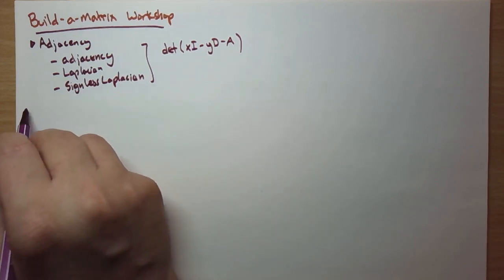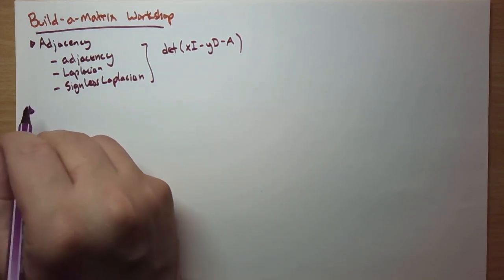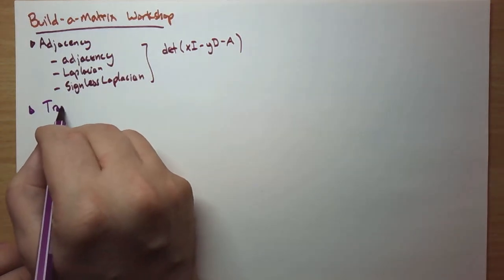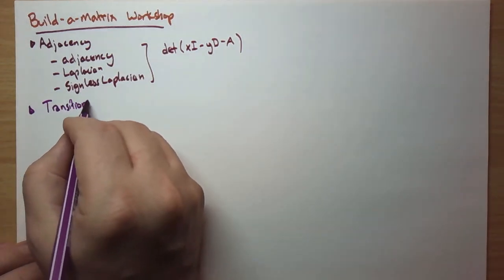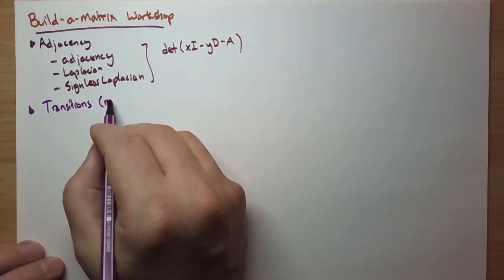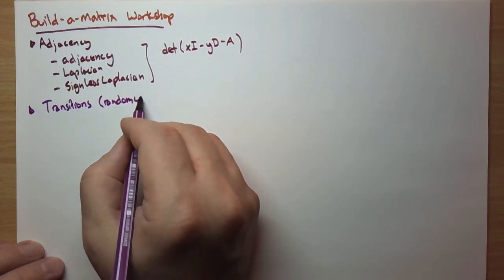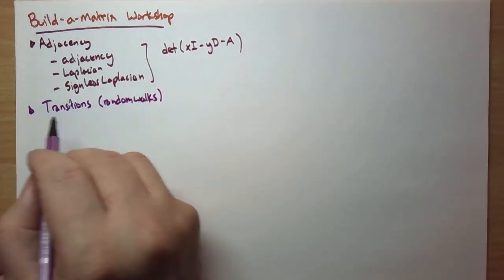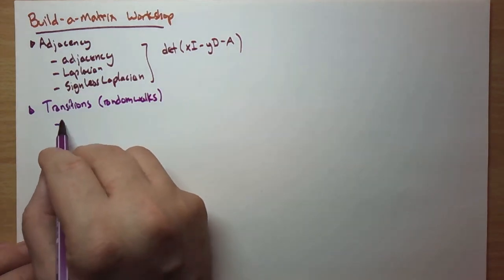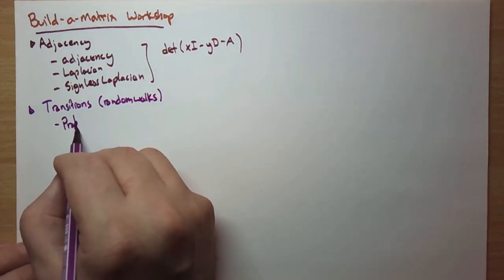The other major one, which is what we'll start now, is built on transitions. And really, you should think of this as random walks. We can give it a couple different names. One name is the probability transition matrix.